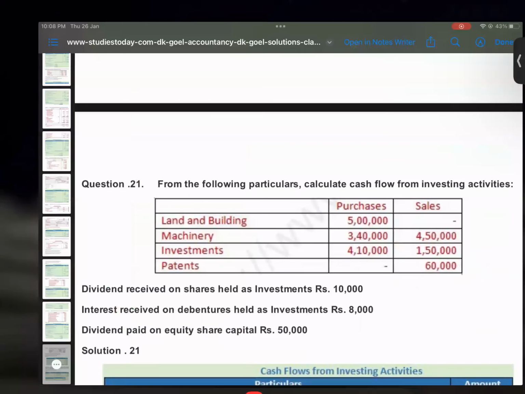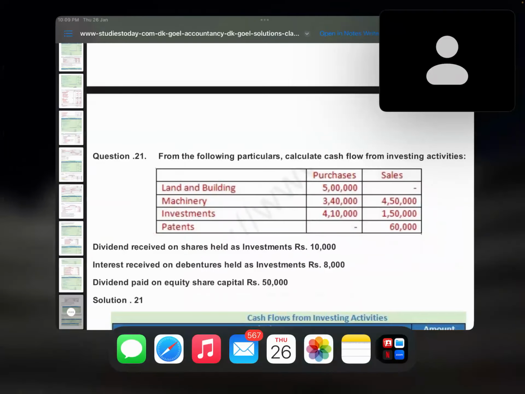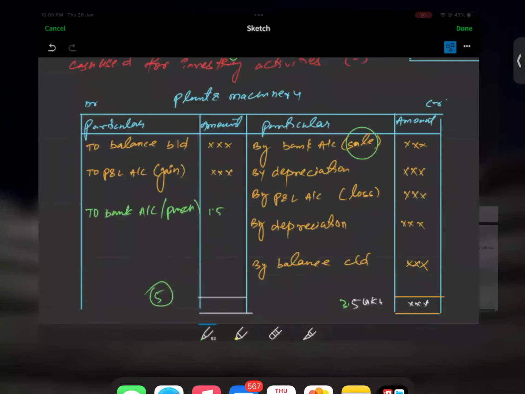Can I just do one thing? Can you take a screenshot of this question so that I don't have to continuously switch between the question and the solution? You can refer to the question through the screenshot. Done, sir. Yeah. So let's quickly make the cash flow from investing activity for this question.